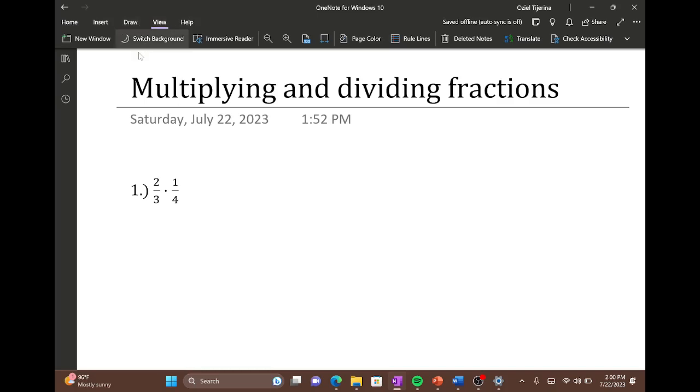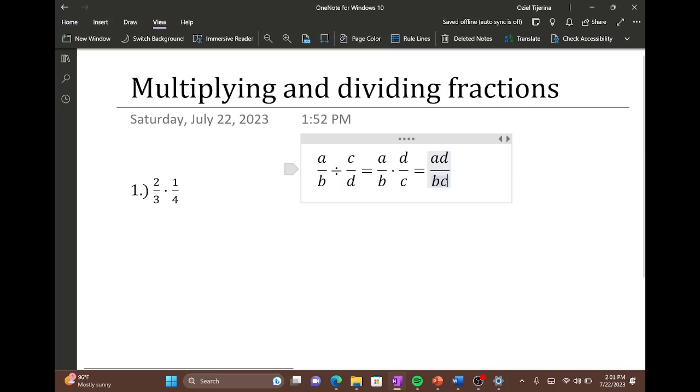So I want to go over some basic terminology, and I'm sure I've gone over this before in my videos. A over B divided by C over D is basically equal to A over B times D over C, which is equal to the quantity AD over BC. And this idea by itself is just for multiplying fractions.